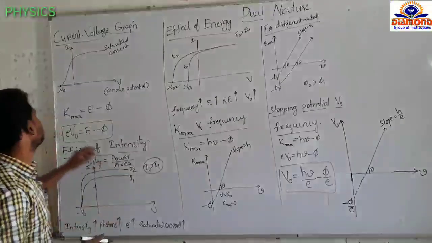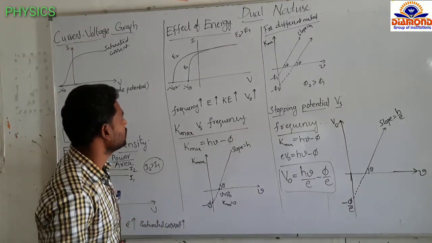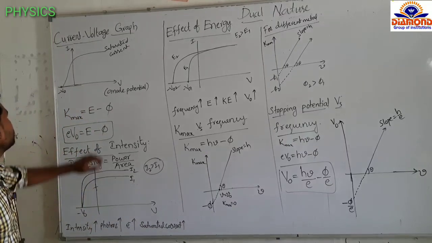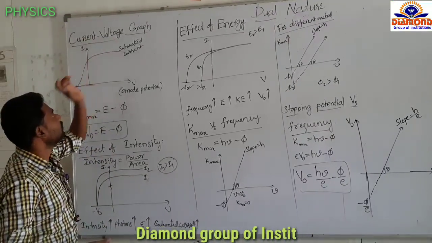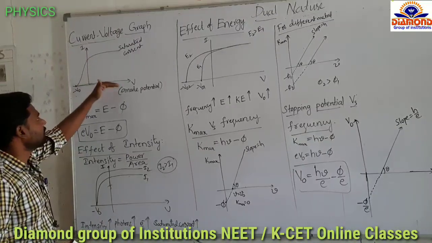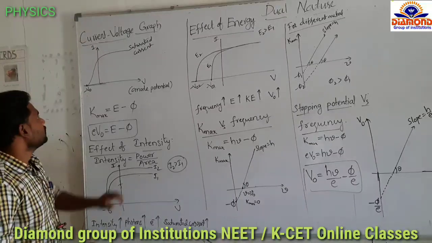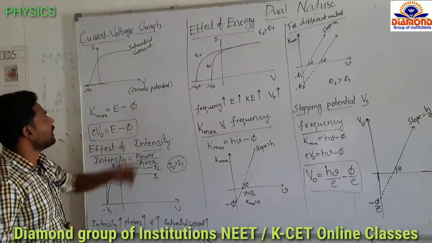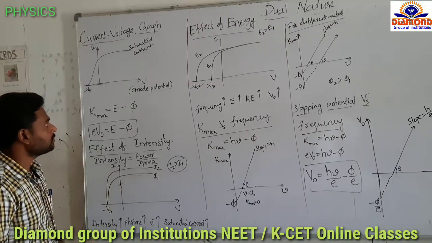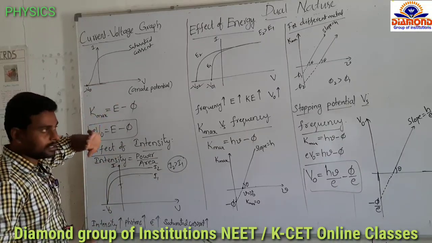Okay students, next see the graphs. These graphs are very important. Already in theory you learned this. So once again, see now the graph between current and voltage. Here on the y-axis we are taking the current, and on the x-axis we are taking the anode potential. The positive is connected to the anode and negative is connected to the cathode. Then if the anode potential increases, the current also increases.